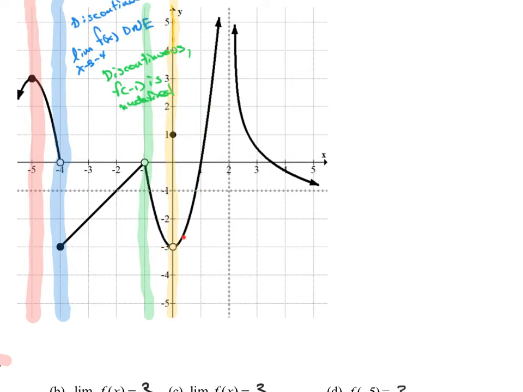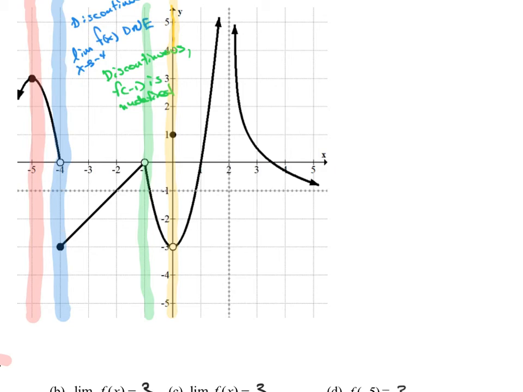As I come down from the right, what's my y value approaching? It's also approaching the y value of negative 3. So left is negative 3, right is negative 3. That means, because those agree, the limit at that point is negative 3. So the limit as x approaches 0 of this function is negative 3. The limit exists and it's negative 3.